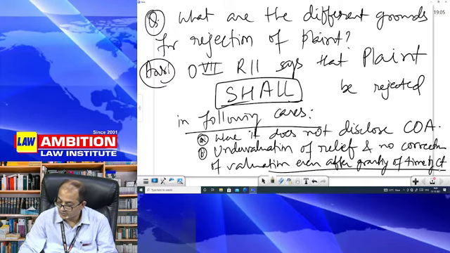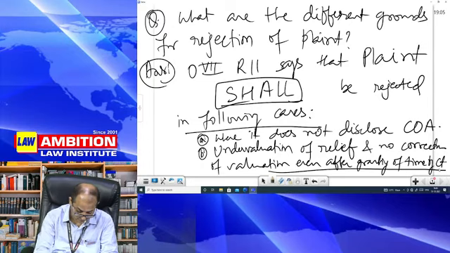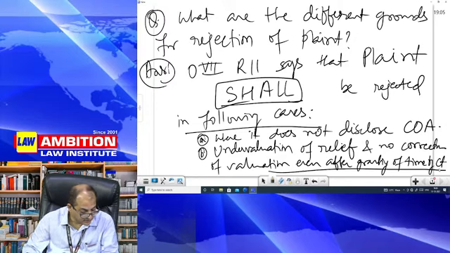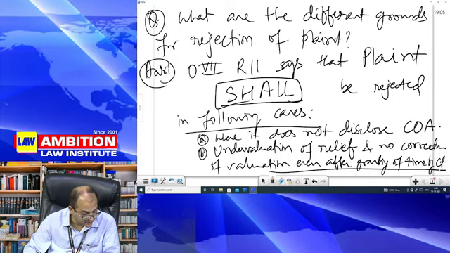Where it does not disclose a cause of action, undervaluation of relief, and no correction of valuation even after granting of time by the court. Where the relief is properly valued but the plaint is written upon paper insufficiently stamped, and the plaintiff, on being required by the court to supply the requisite stamp paper within a time to be fixed by the court, fails to do so.